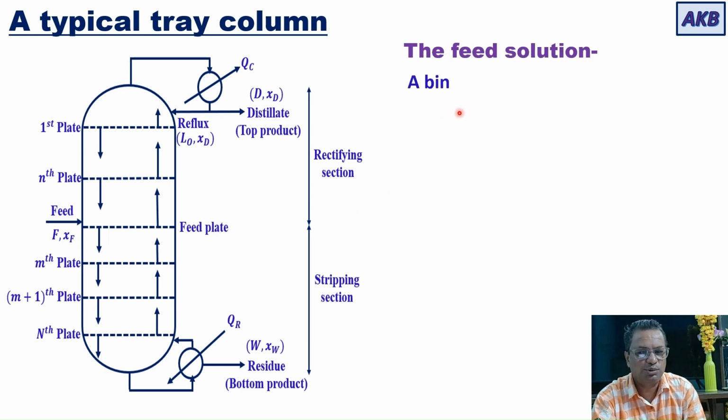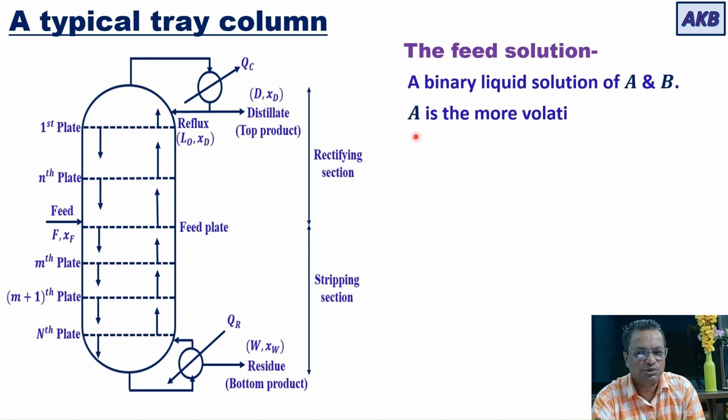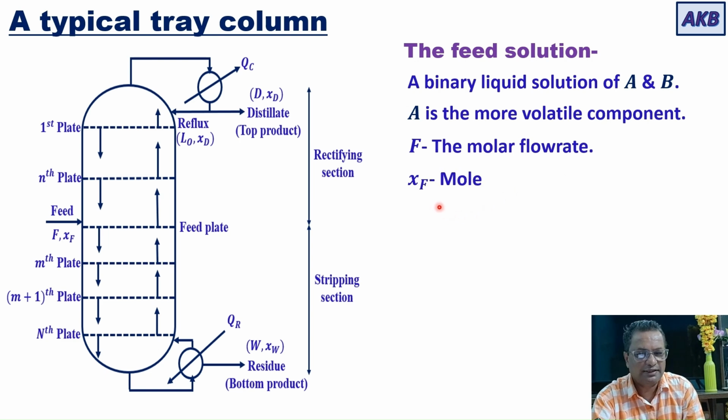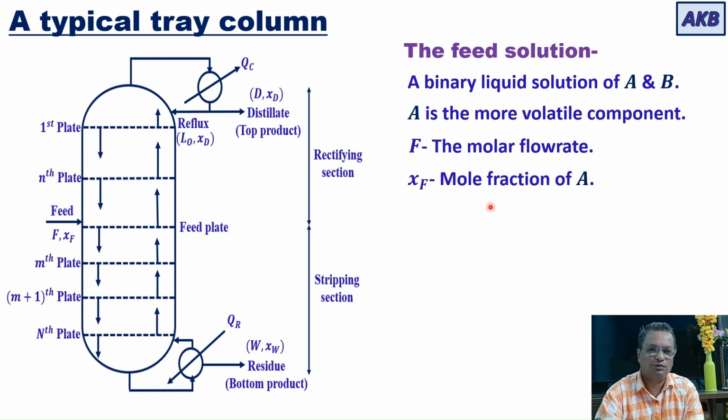You have the feed solution. Let us say that it is a binary liquid solution of two components, component A and B. Out of these two, A is the more volatile component, that is, A has a lower boiling point and a higher vapor pressure. F is the molar flow rate of the feed. XF is the mole fraction of the more volatile component in the feed, that is, the mole fraction of A. A is the more volatile component.